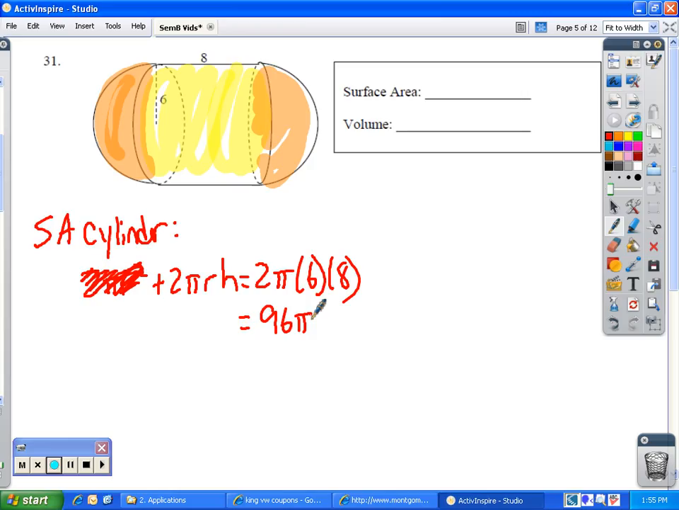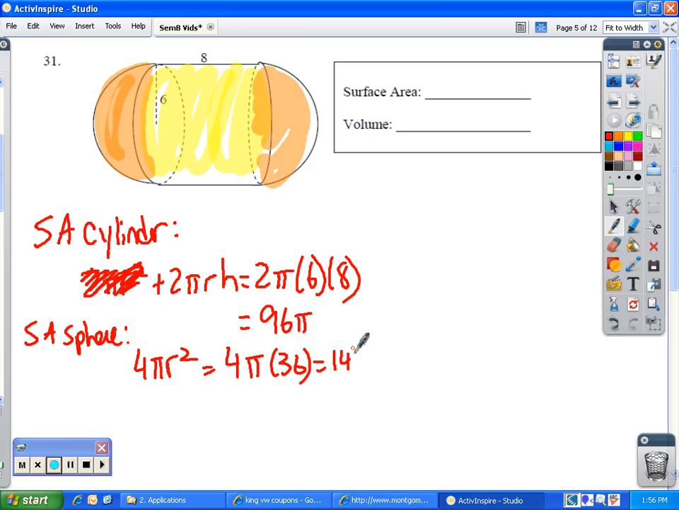Then we have two, as I said, hemispheres, and together they make up one whole sphere. So the surface area of a sphere is actually 4 pi r squared. And so the only unknown here is r, and that's going to be the same as the radius for the whole cylinder. So that's 4 times pi times 6 squared, which is 36. And 36 times 4 is 144 pi, of course, and so now if I add 96 to it, to put those two together, we get a surface area of 240 pi units squared.